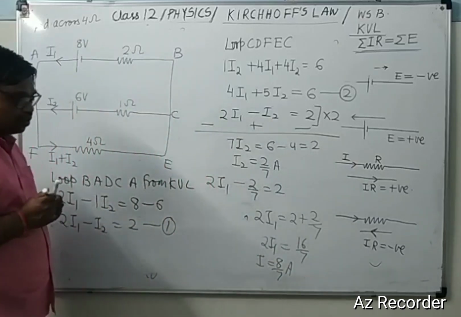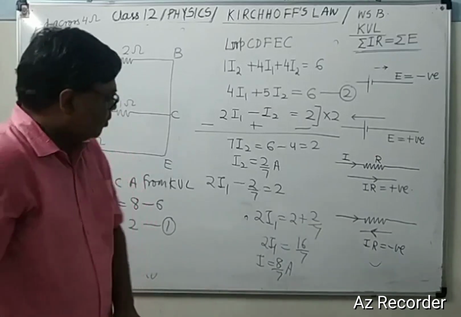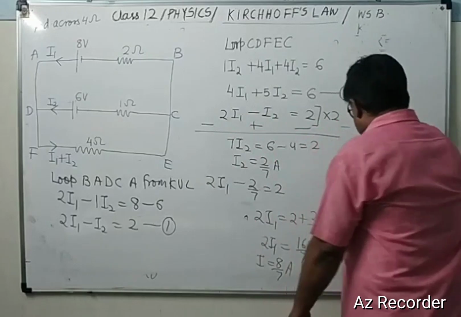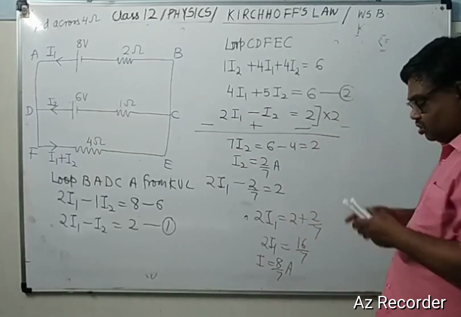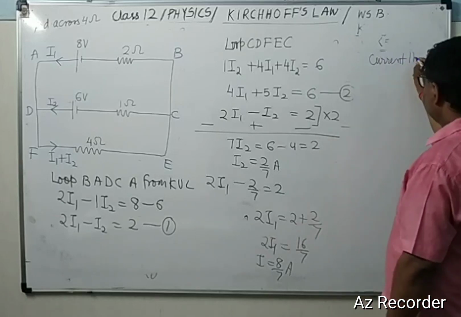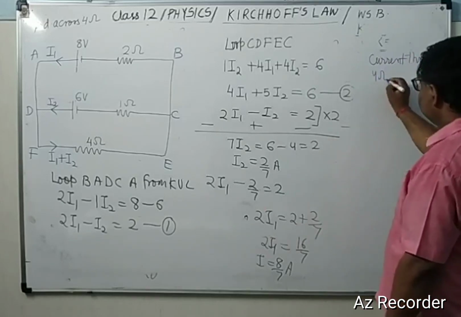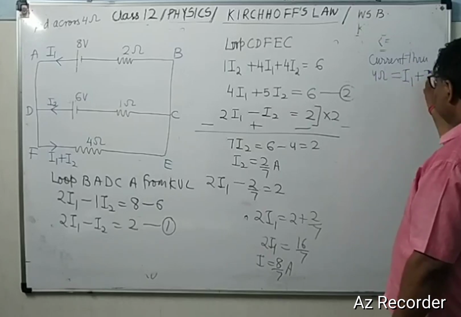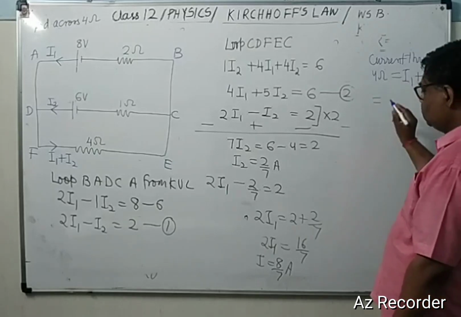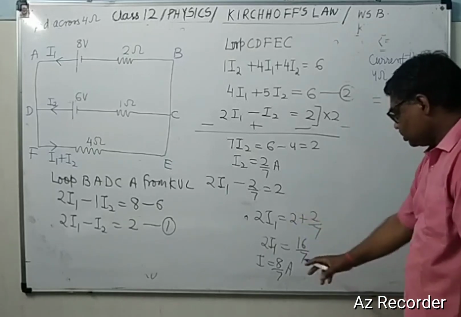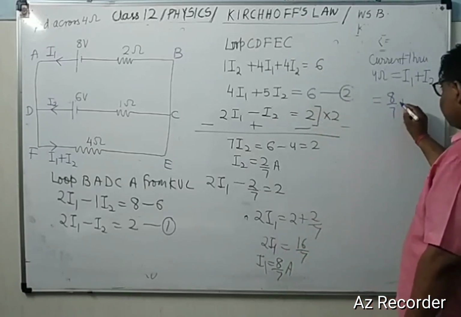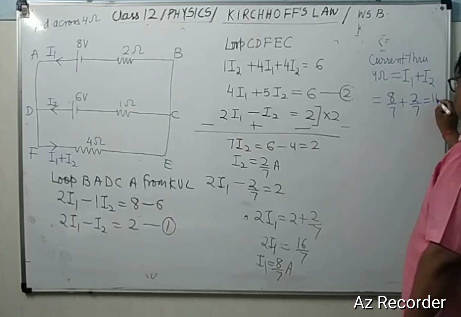So what is the current through this 4 ohm? It is I1 plus I2. Current through 4 ohm is I1 plus I2. I1 plus I2 equals how much? You calculated, I1 is how much? You have calculated here somewhere this I1. It's clear. 8 upon 7. I2 is 2 upon 7. That is 10 upon 7.